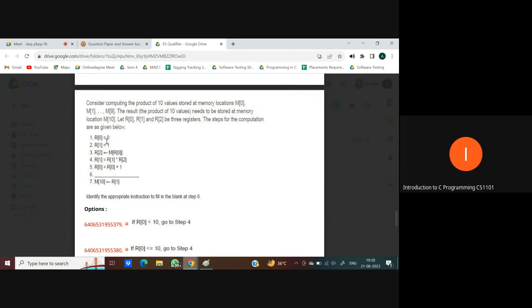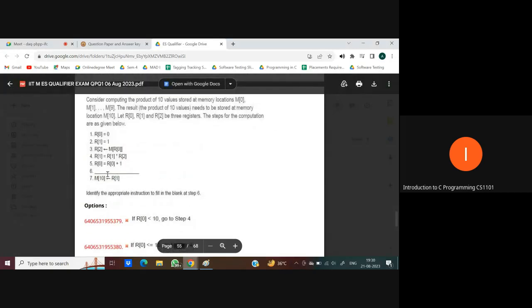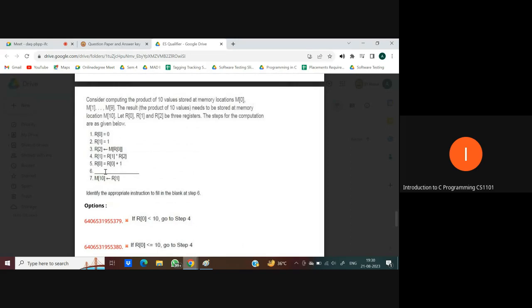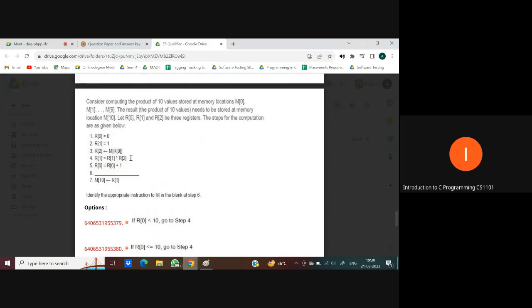So we have to check whether R0 is less than 10 or not. Or you could also say less than or equal to 9 or less than 10. They both are okay. But the next question is, should you go to step 4 or should you go to step 3? That is the main question that you should try to understand here. Of course, the answer says that you should go to step 3. My question is, why should you not go to step 4?